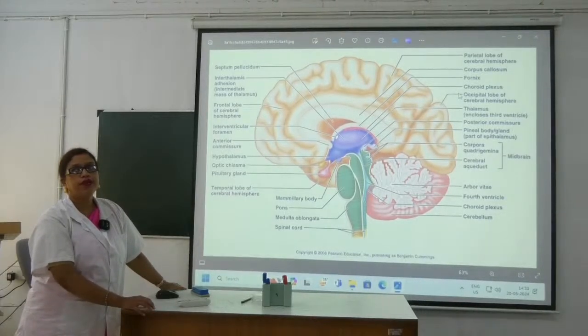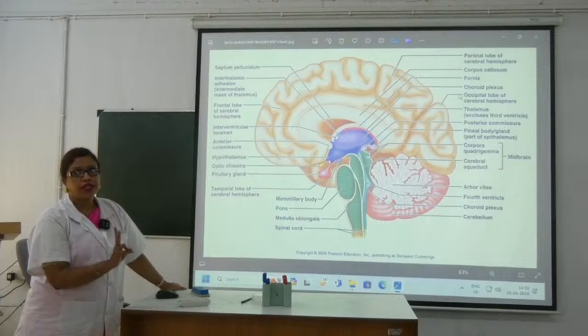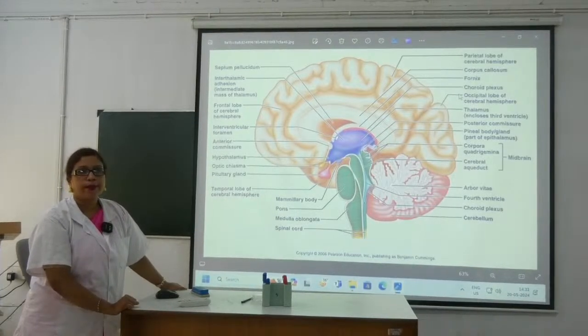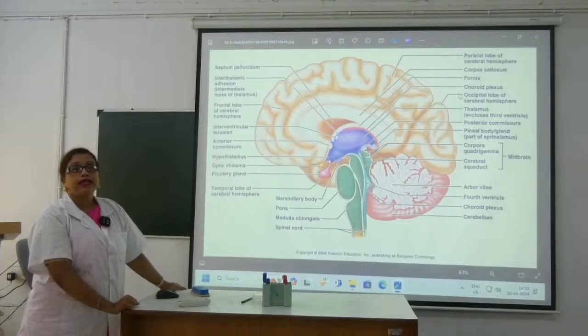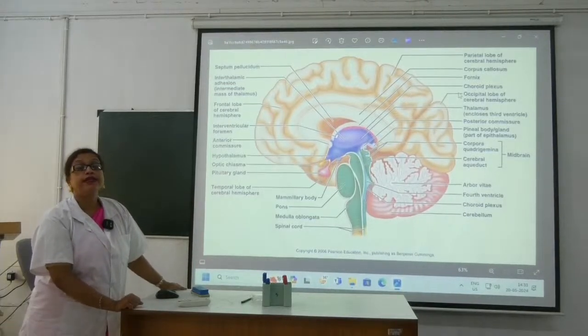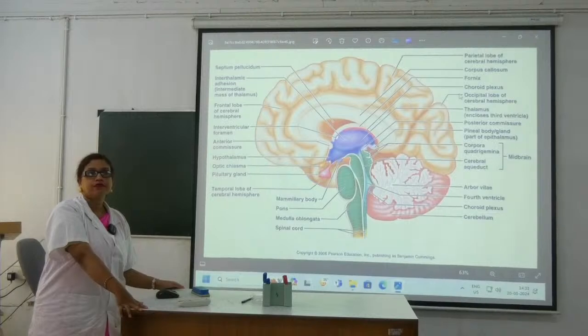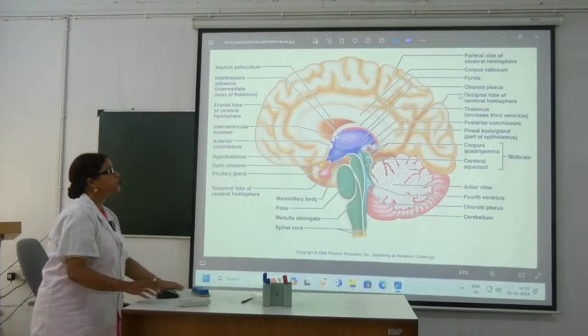Tell me which one is that one? Two sulcus you will get. In the occipital lobe, one will be the calcarine sulcus and another one is the parieto-occipital sulcus. So another two different sulcus.